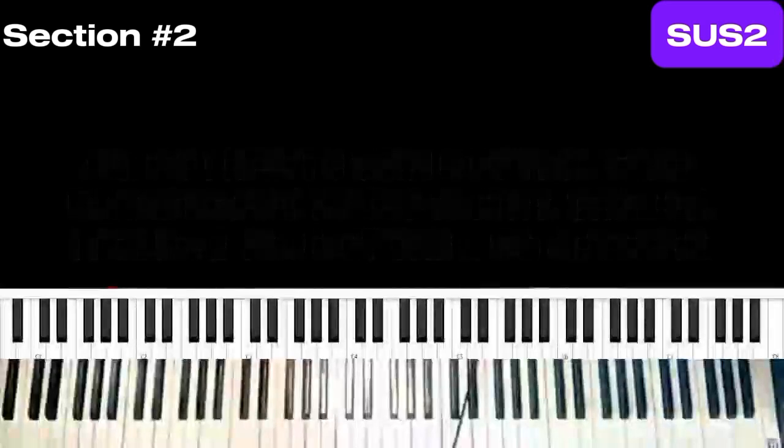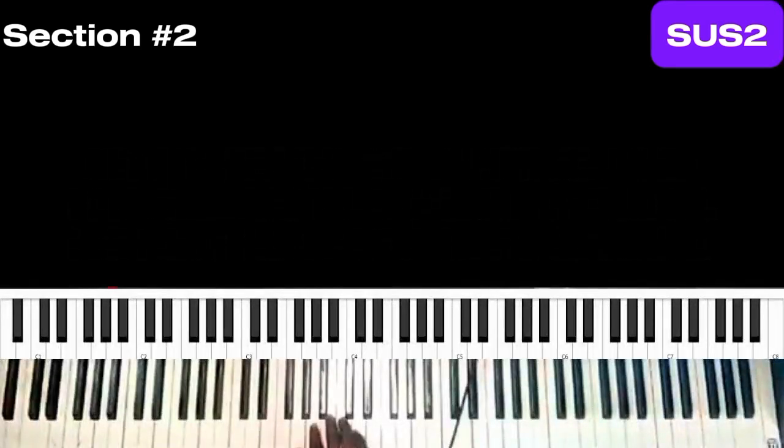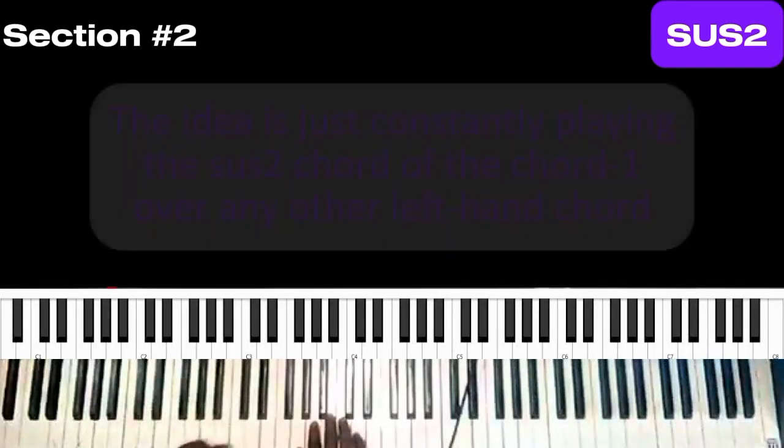A very famous example of a worship song that demonstrates this is the song 10,000 Reasons by Matt Redman, sung in the key of G major. If you are with your headphones, you'll be hearing the sound properly. Okay, you'll be hearing something like this.